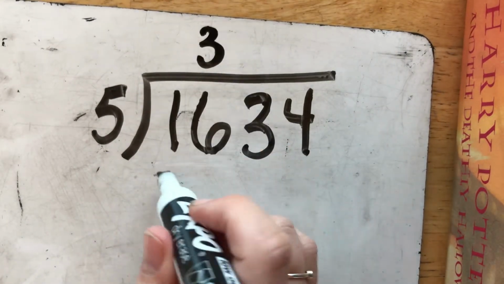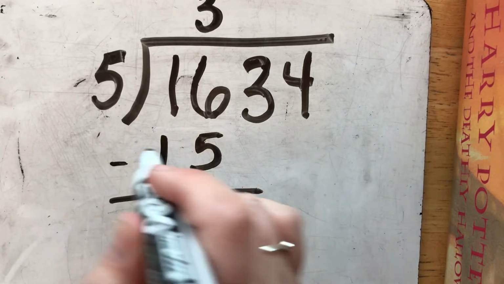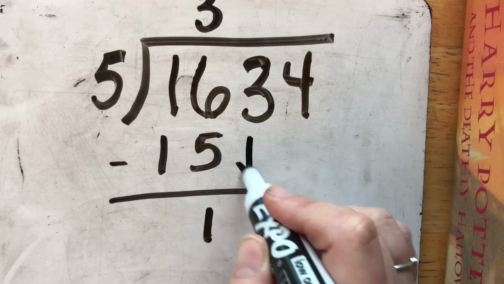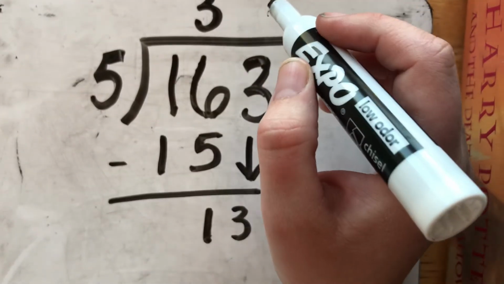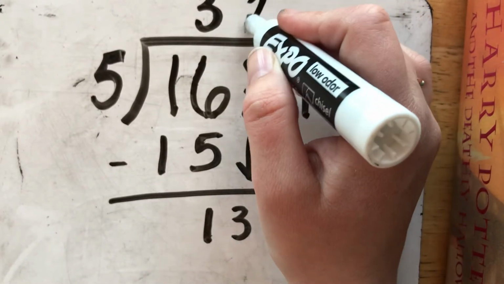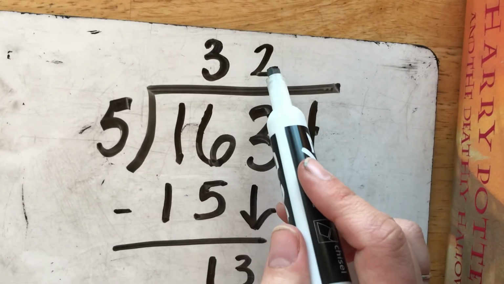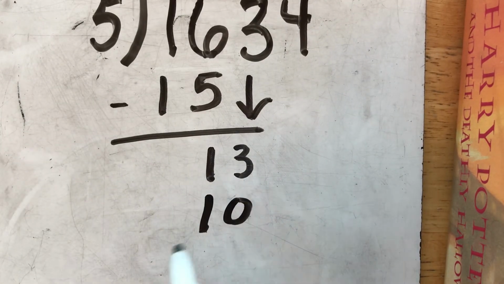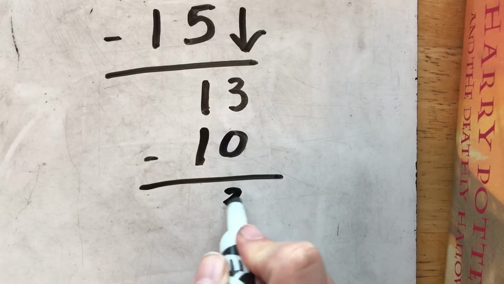3 times 5 would be 15. Subtract: 16 minus 15 would be 1. Then I'm going to bring down my 3. 5 goes into 13 just twice because 5 times 2 is 10, and 5 times 3 is 15. 15 is too big, so we're going to stick with a 2. 2 times 5 is 10. Now I subtract. 13 minus 10 would be 3.